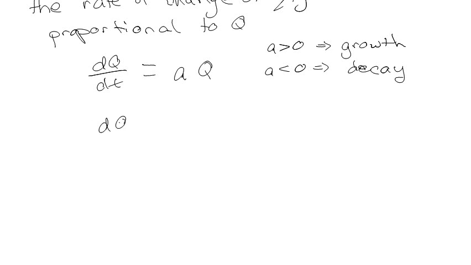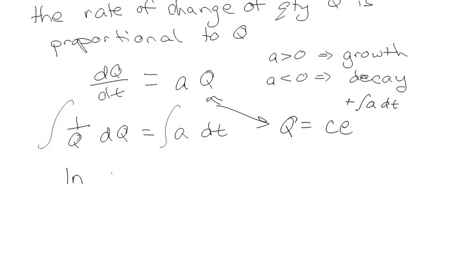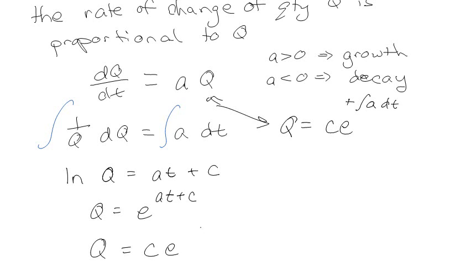So I've got all my Q's on one side, and I've got everything else on the other side. So I'm going to integrate both sides of this equation. Or I could just use the fact that I know the answer to this. I know that the answer in general is going to be Q equals C e to the a dt. But we're going to go ahead and work that out anyway, just in case you don't remember that. Natural log of Q is equal to at plus C. So that means Q is equal to e to the at plus C, but we don't really need the plus C there, so we can say Q is equal to C e to the at.